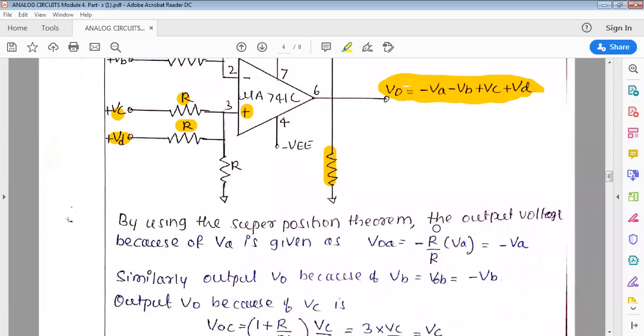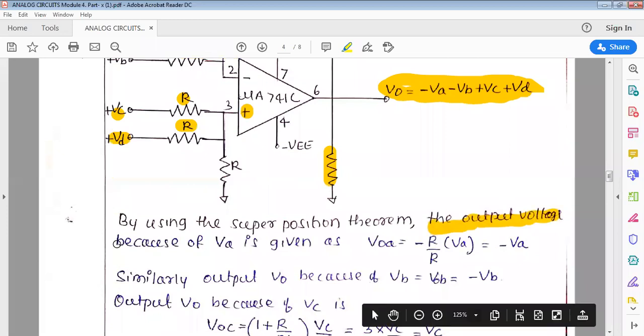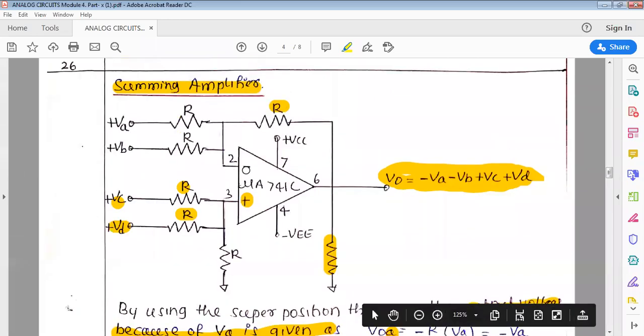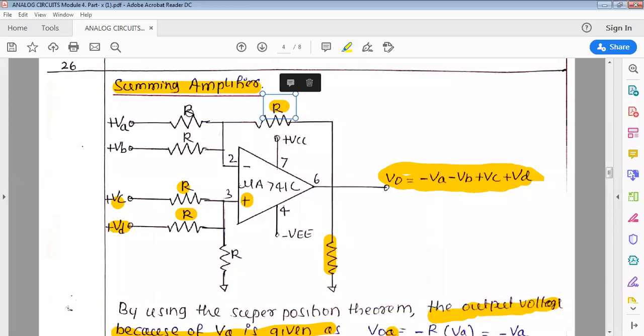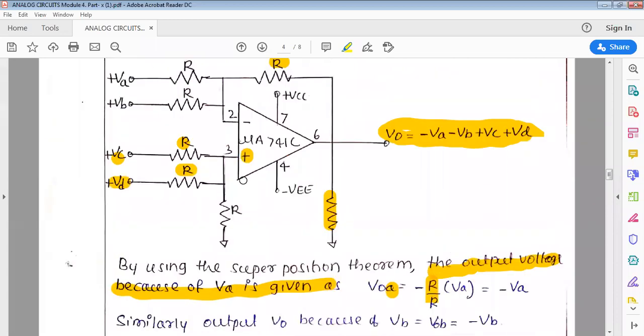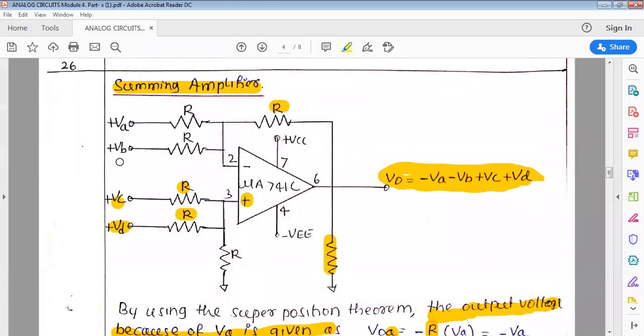Now, the output voltage because of only VA, that is output voltage V naught because of this VA, is given by, how can I write? It is in the inverting configuration, so the feedback resistor is R. So R by R, with a minus sign because it is operating in the inverting configuration, multiplied by the input voltage VA. I need not consider VB, VC and VD because I will be assuming that these three are zero.